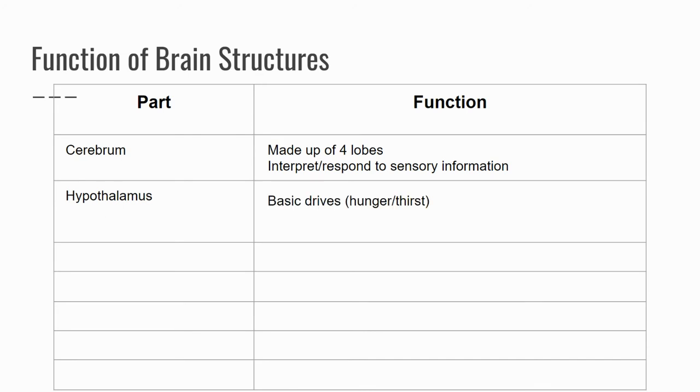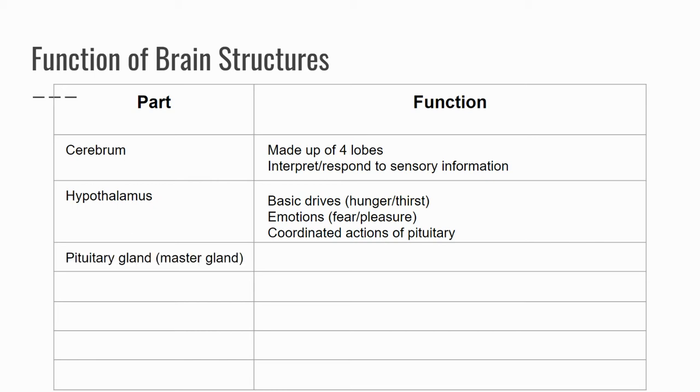The hypothalamus is really important. It is where your basic drives for hunger and thirst come from, where we process some basic emotions like fear and pleasure, and where the coordinated actions of our pituitary gland happen. This is going to be key for chapter 13 when we talk about hormones, because the pituitary gland, what we refer to in Bio30 as the master gland, is where we control the release of almost all of our hormones. Chapter 13, big deal.